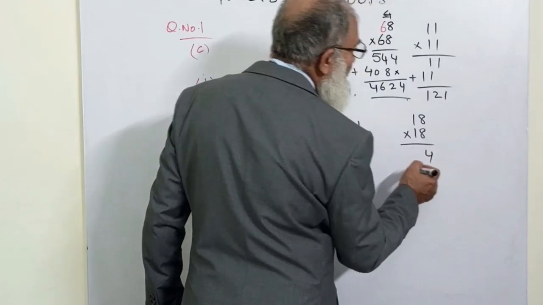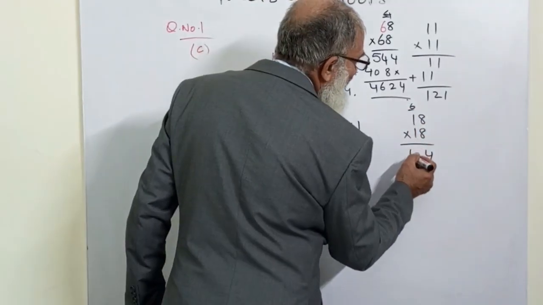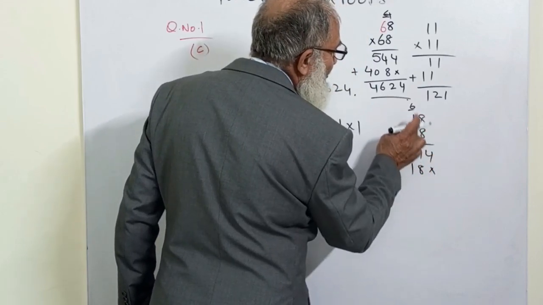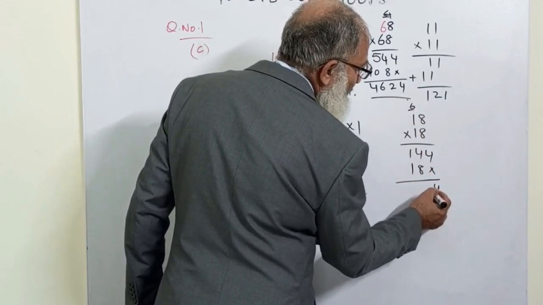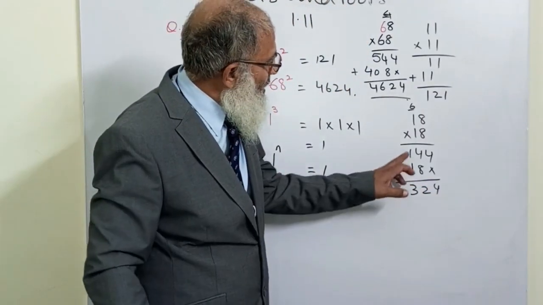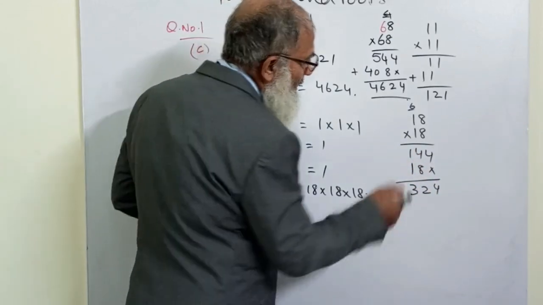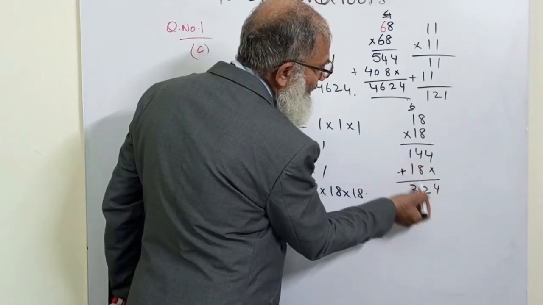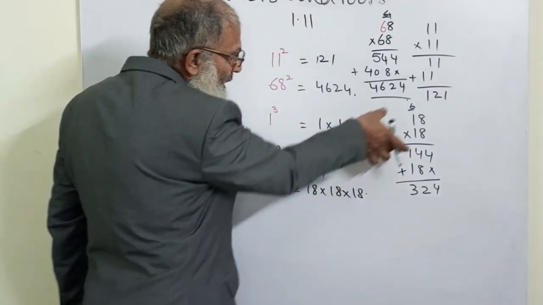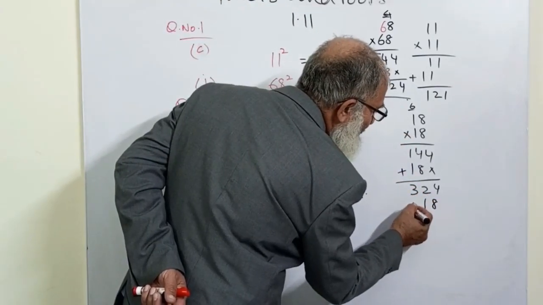8 times 8 is 64. 6 carried over. 8 times 1 is 8, and 6 is 14, so 144. Put a cross over here, and then 1 times 8 is 8. 1 times 1 is 1. So what comes? 324. Adding the carry, 4 plus 8 is 12, 1 got carried, and so 324. Now I have done it only twice, now once more.